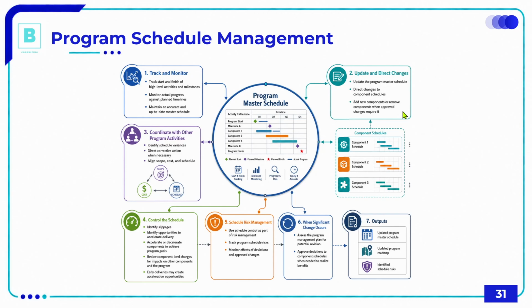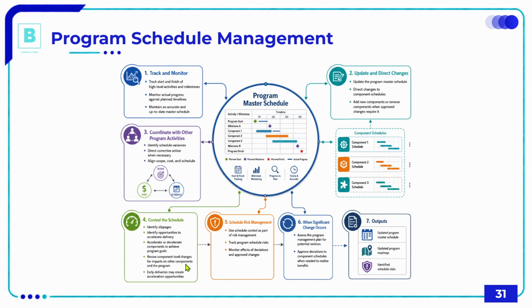In case of adding any new components or removing components when a change is approved, the master schedule also should be updated. There should also be tight coordination with other program activities in case of any schedule variances, in case any corrective actions are needed. All right. And then control the schedule itself in case of any slippage, which happens often, to be honest. How to accelerate delivery, how to accelerate or decelerate components to achieve the program goals and expected benefits.